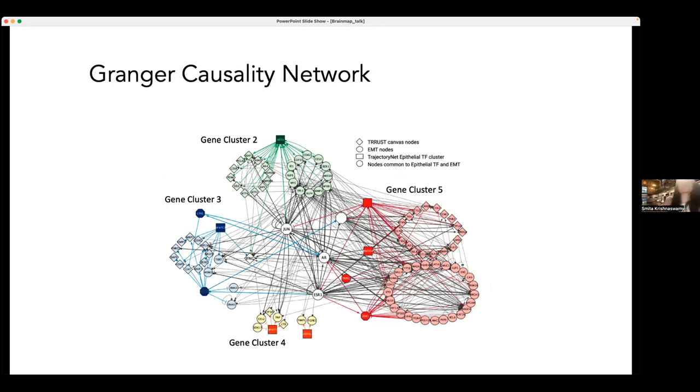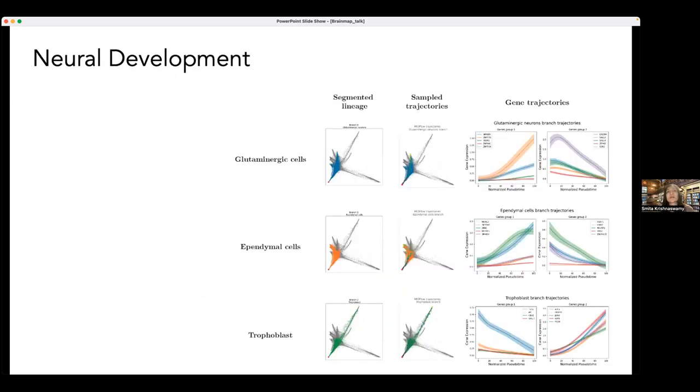So initially, we used Granger causality along with these time gene trends to come up with networks that were driving these processes forward. But recently, we've actually also switched that to a dynamic framework, and I'll show you that. So a little bit about our ongoing work in neural development.